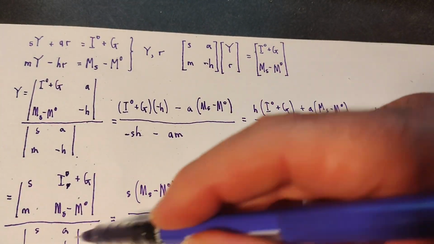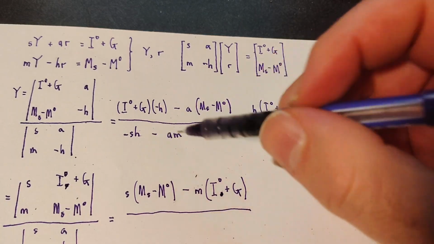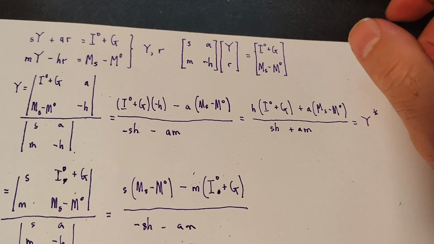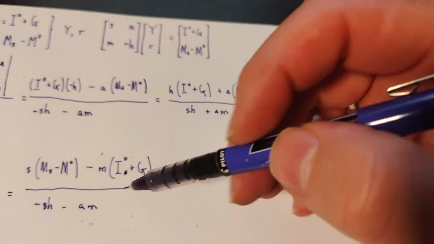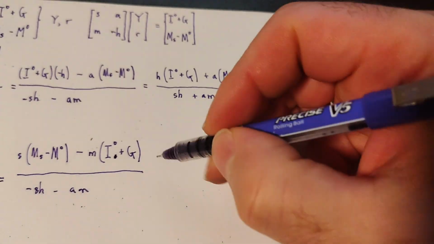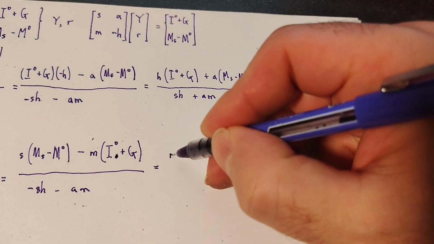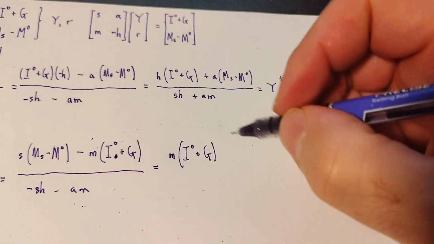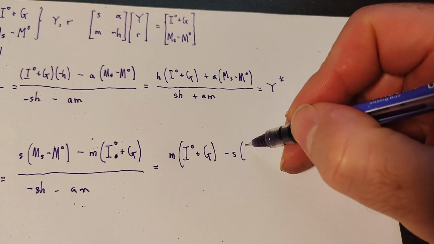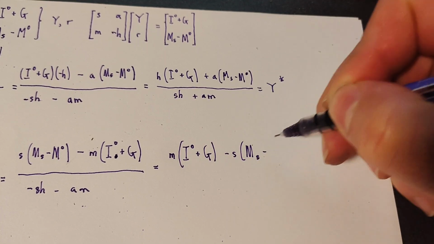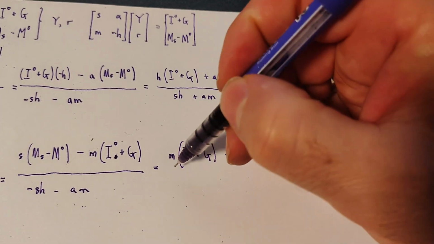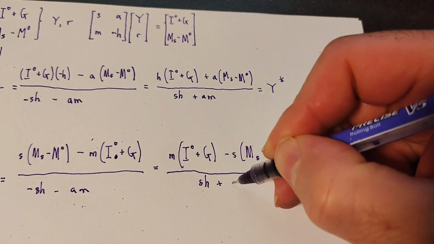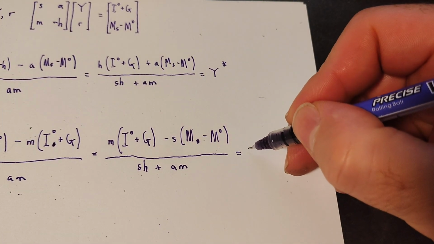Divided by the same thing, negative SH minus AM. Okay. So now if we multiply the top and the bottom by -1, what we get is M times I naught plus G minus S times the money supply minus the autonomous supply of money, over SH plus AM. And again, that's equal to R star.